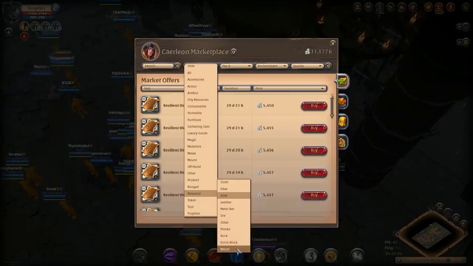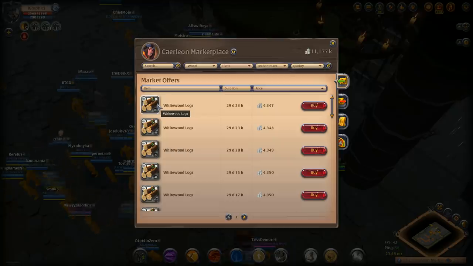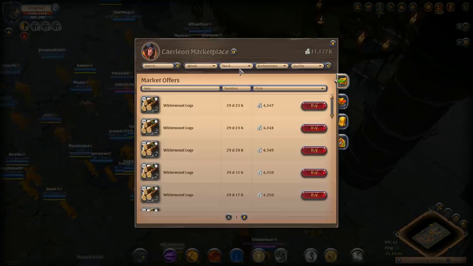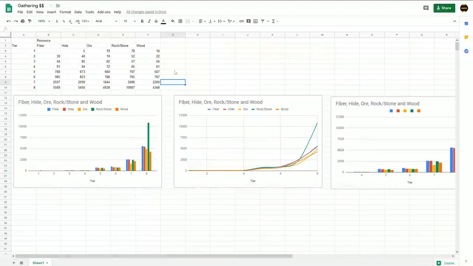Each resource has positives and negatives, but the profit you can make from some of these resources can be insane. So we're going to take a look now at the chart I have here, and I will have this Excel sheet in the description below. What I basically did is I went through each individual tier for each resource. So I have fiber, hide, ore, rock or stone, and wood. And we went from tier 1 through tier 8.